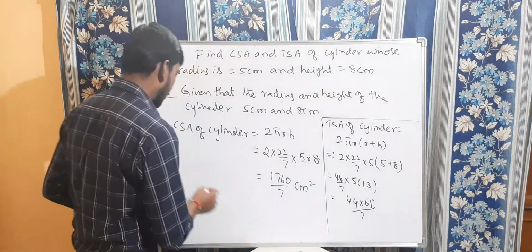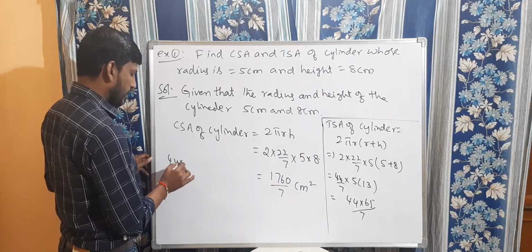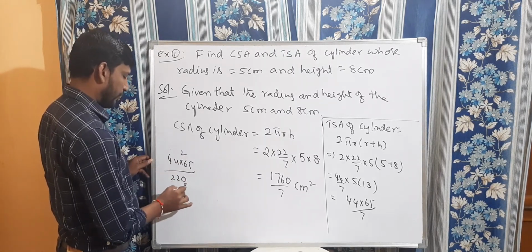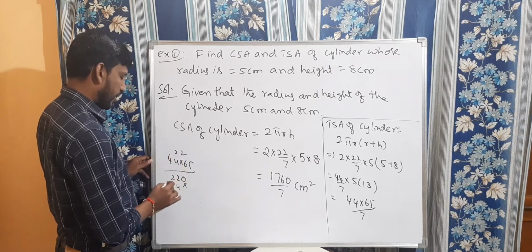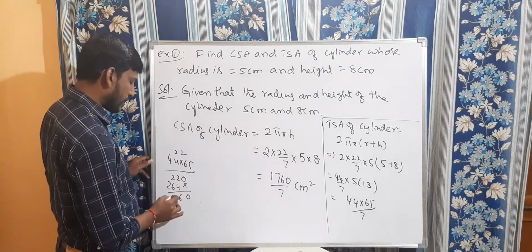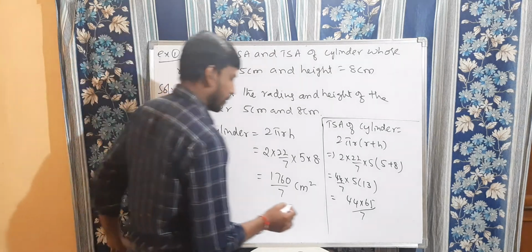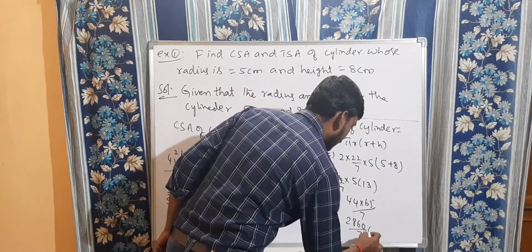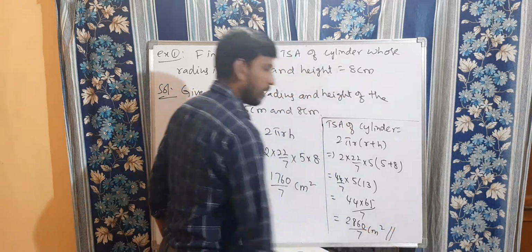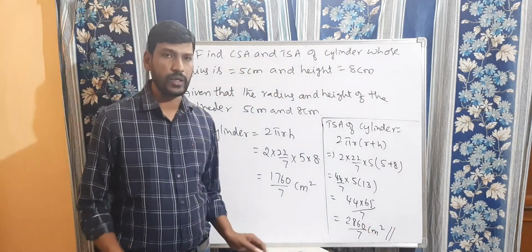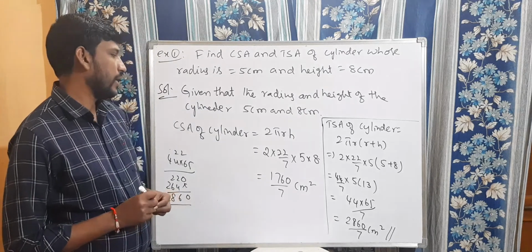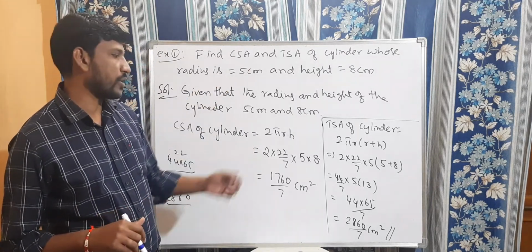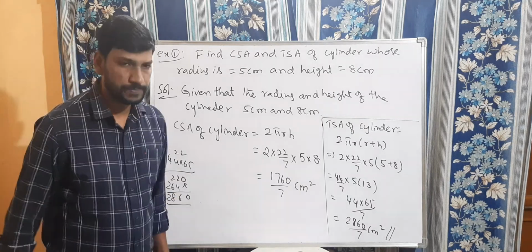So what is the value here? Multiplying 44 into 65 is nothing but how much here? 5 4s are 20, 5 4s are 20, 22, 24, 26, 2860. So which implies 2860 by 7 centimeter square. Clear? So this is the process to find out CSA and TSA of the cylinder for the given dimensions. Clear, my dears? I hope you understood that. Please copy this.